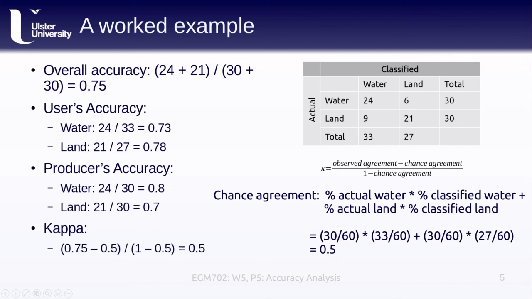If we then plug this into our formula for kappa, we get an overall accuracy, 0.75, minus the chance agreement, 0.5, divided by 1 minus the chance agreement, 0.5. All of this gives us a kappa value of 0.5. In other words, our classification scheme is 50% better than what we would expect by random chance alone. So we have a moderately successful classification. Hooray!